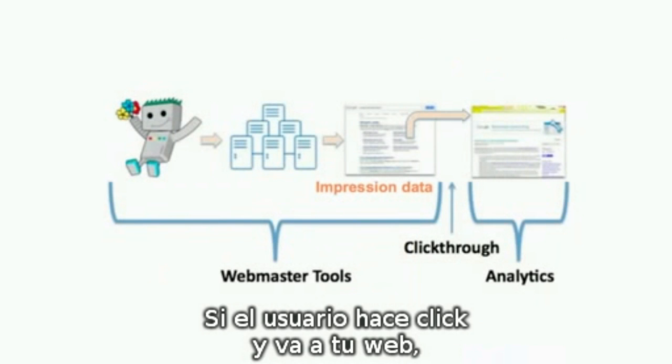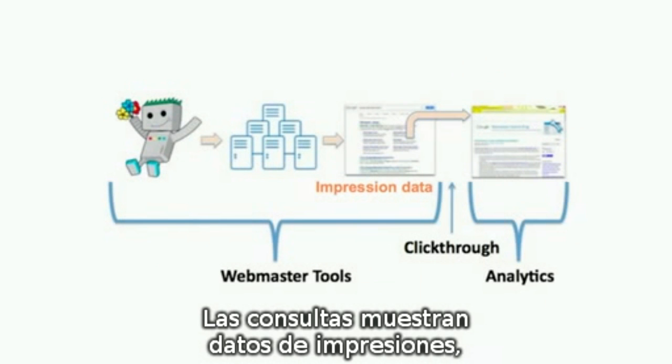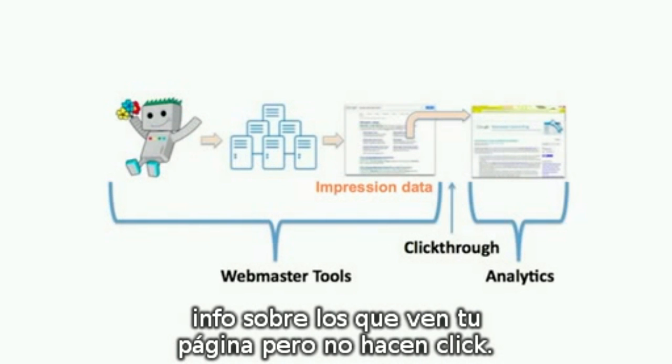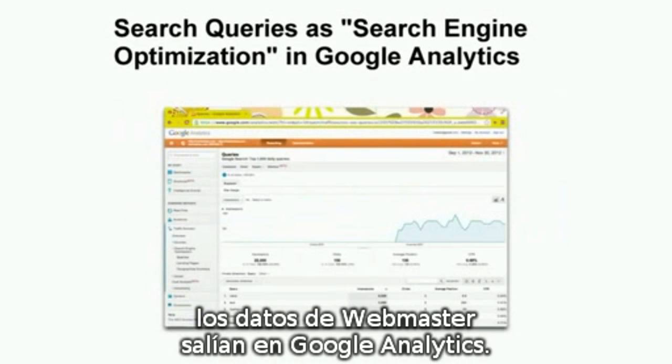If a user clicks and comes to your site, that's where traditional Google Analytics comes in. Search queries, however, also displays impression data, meaning you'll also have information about searchers when they see your site, but might not click through. A couple of years ago, Webmaster Tools data was integrated as SEO reports in Google Analytics.